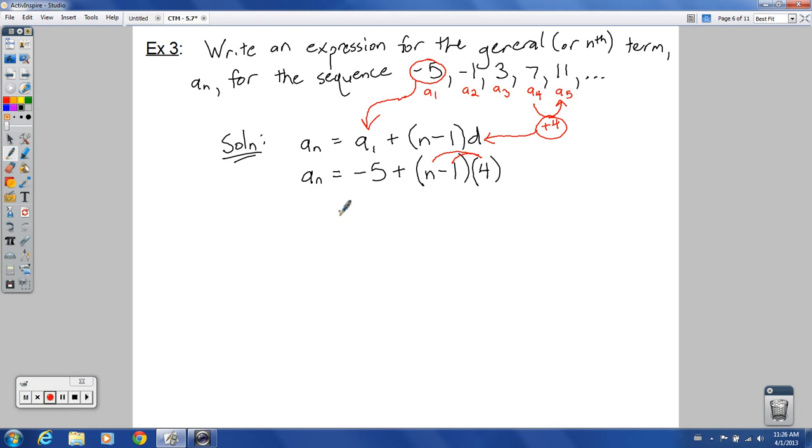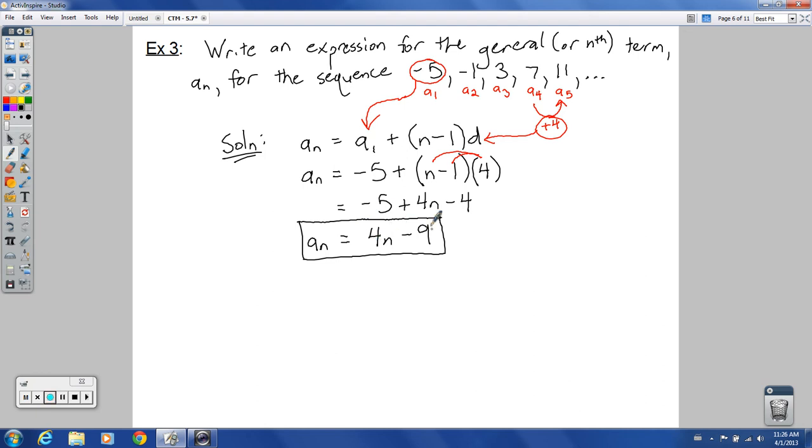You have multiplication like this. So this would be -5 plus 4n minus 4. We can combine like terms, one more step there. We've got -5 minus 4, that would be -9. So I have 4n, I'm going to write my variable part first, minus 9. And that, my friends, is your final answer for that. So, in general, for the nth term, you would just plug n into this equation, and you'd have your number.